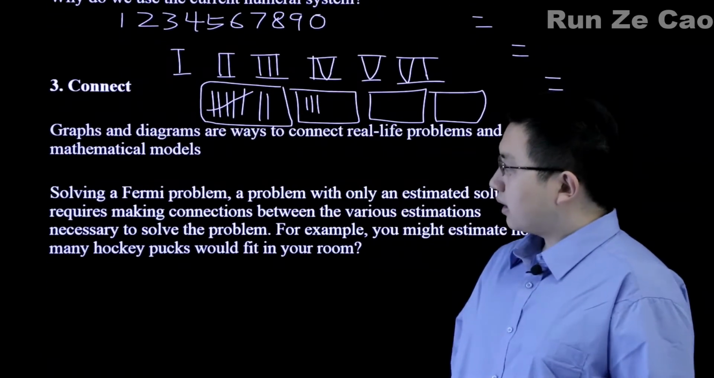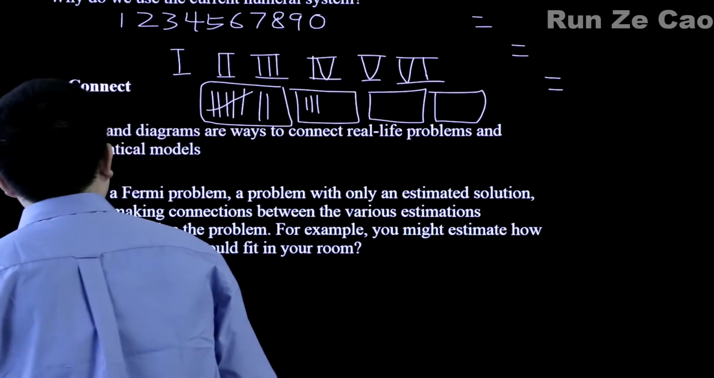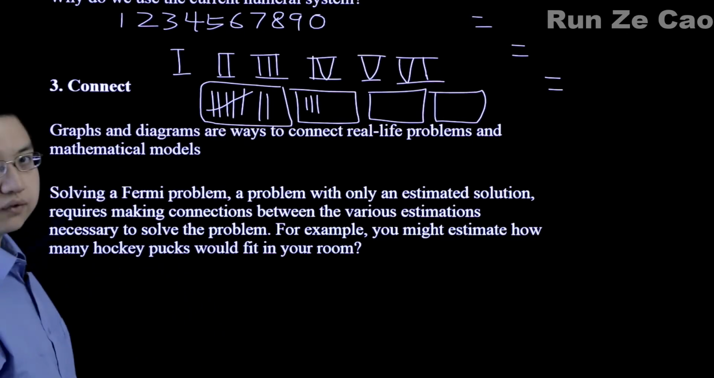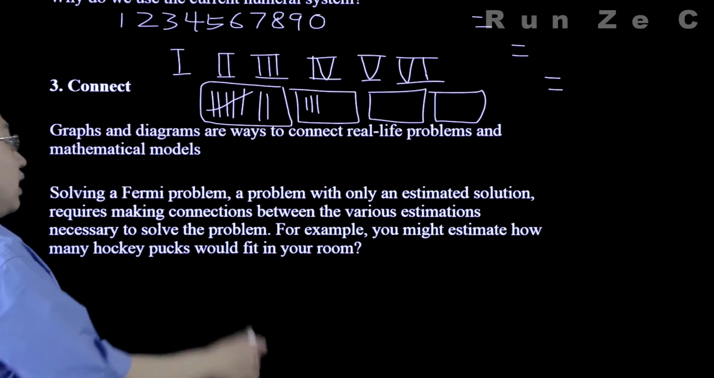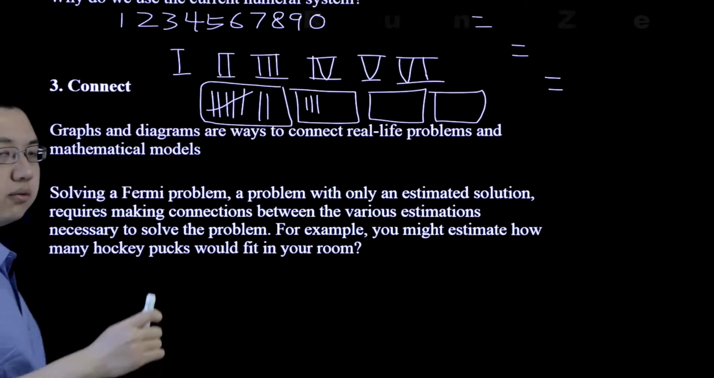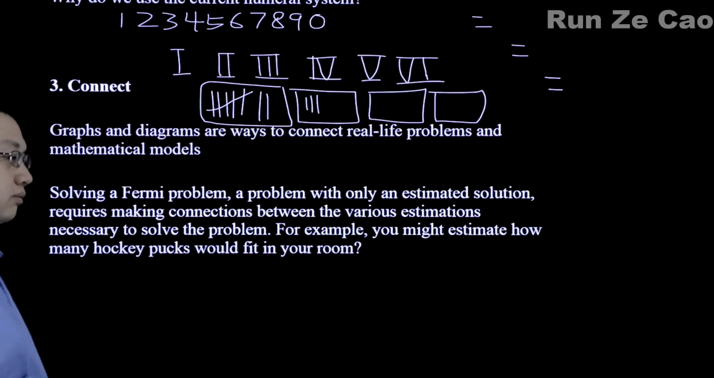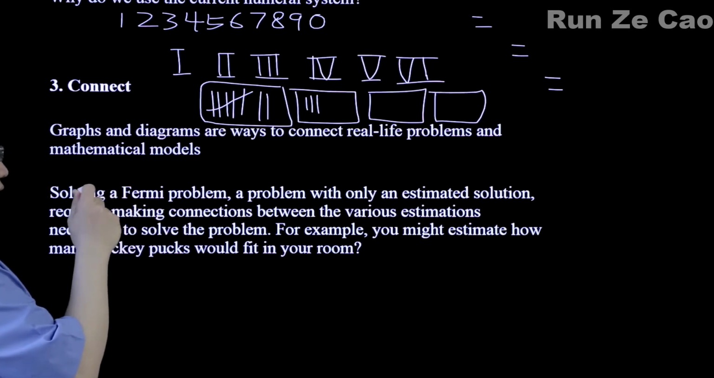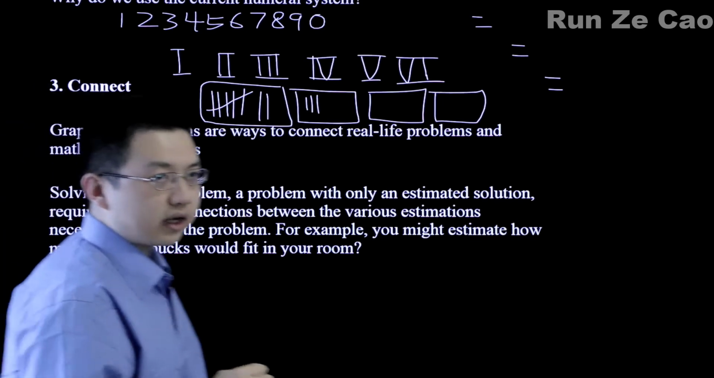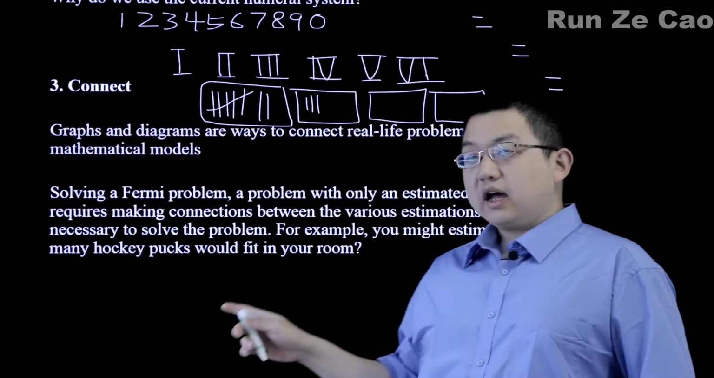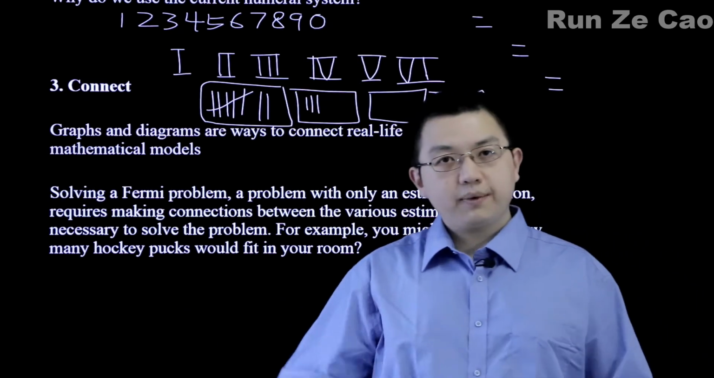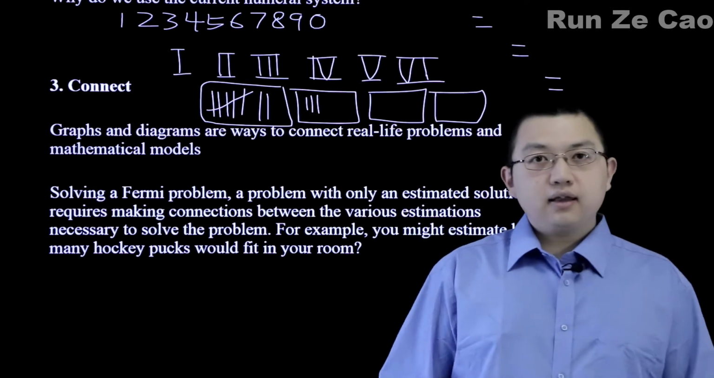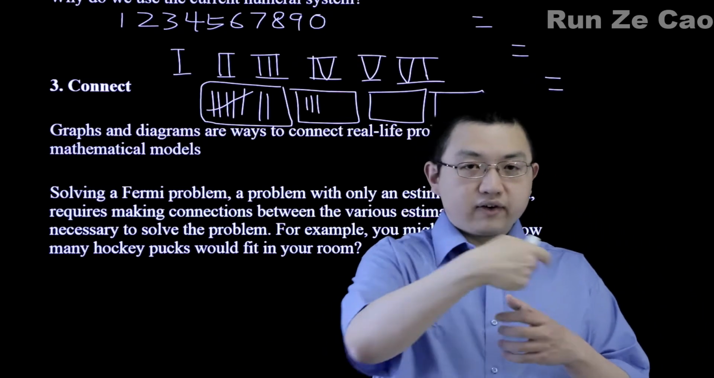Now, connecting. Now, graphs and diagrams, I mean, I'm sure you've all seen tallies. Tallying is, in a sense, a type of graphing, but it is a representation of real-life problems with a mathematical model. In this case, a mathematical representation. Now, graphs and diagrams in general are ways to connect real problems and math models. Actually, above those problems we solved, they could have represented some actual phenomenon that you happen to observe in nature, and say the particular whorl pattern of a leaf.